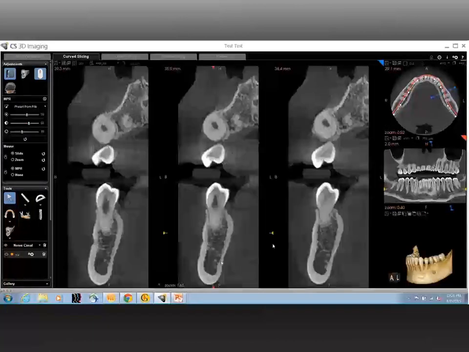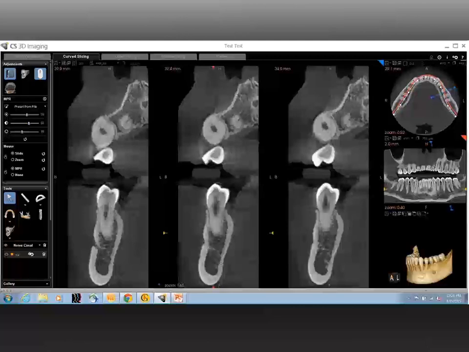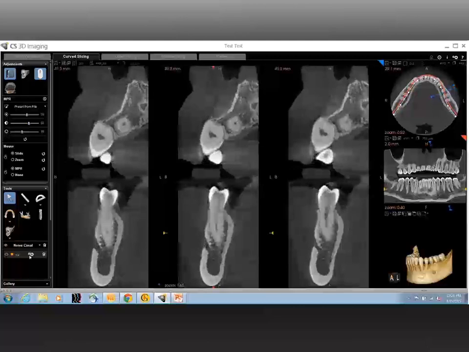I think that would be very helpful for those viewing our presentation. That spot, what you see there, is the mental foramen, and it is very evident. It is very hard to miss. There are very seldom cases in which you cannot see the mental foramen.